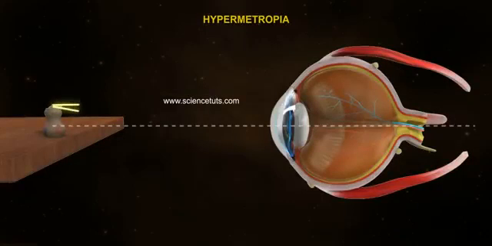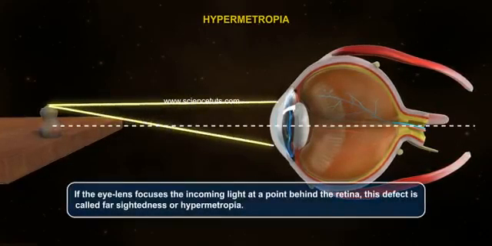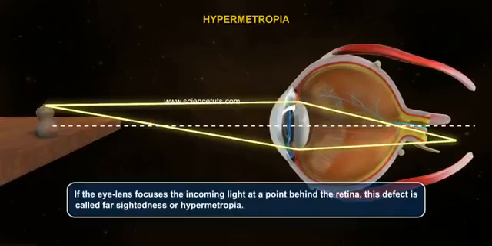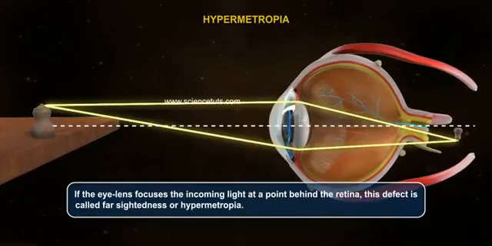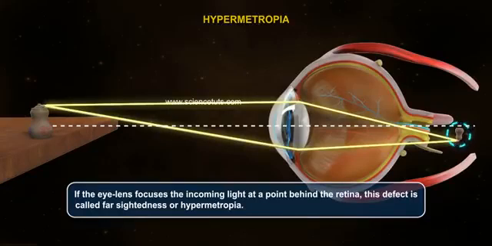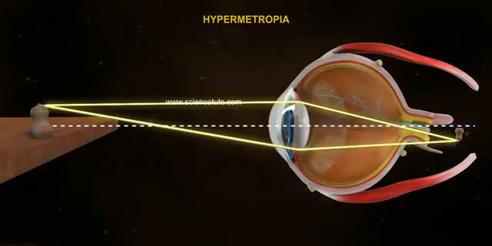Hypermetropia. If the eye lens focuses the incoming light at a point behind the retina, this defect is called farsightedness or hypermetropia. Let us observe these cases, and then you can understand the concept.